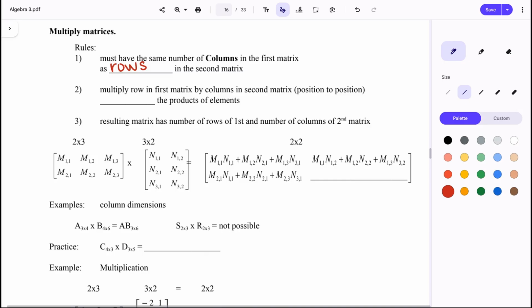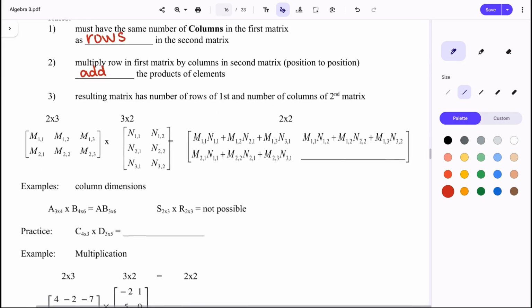When you're going to start multiplying, there's a little bit of a process we have to follow. We're going to take all of the numbers in the first row times all of the numbers in the first column on the second matrix. So you're going to take something from the first matrix and multiply it times something in the second matrix. Then after you do your multiplication, you add up those products of all those elements. The resulting matrix will have the number of rows in your first matrix and the number of columns in your second matrix.